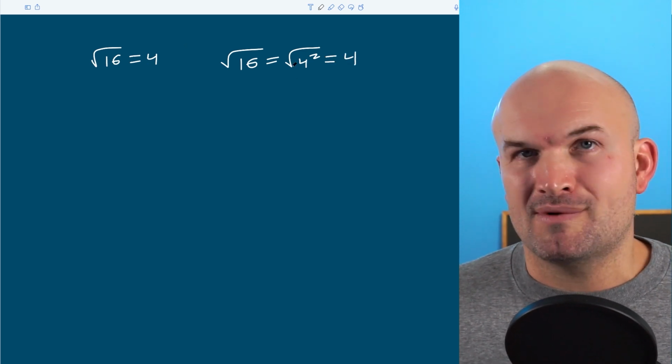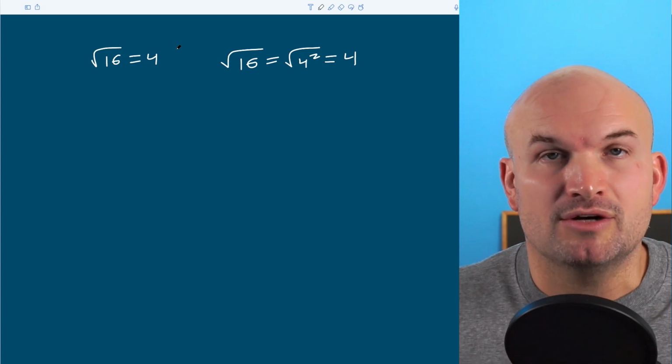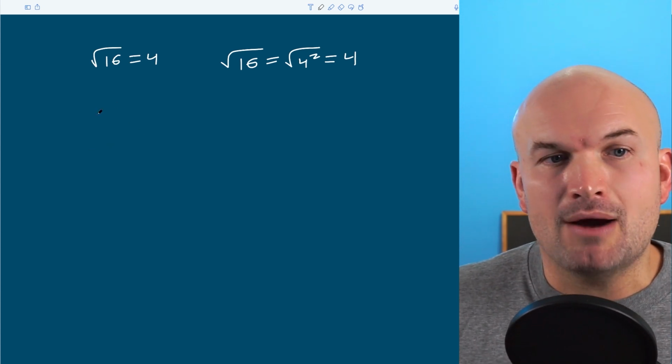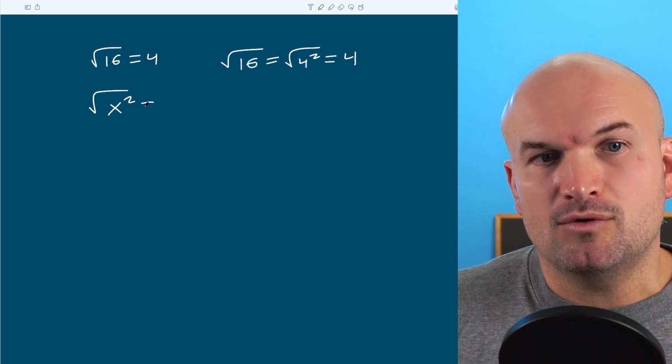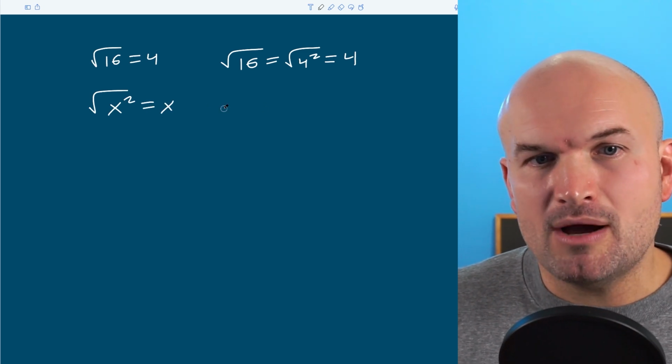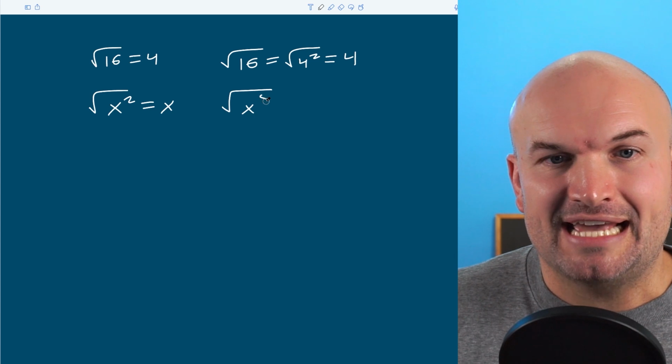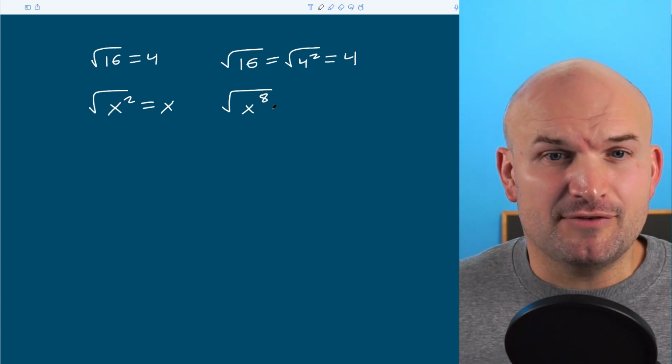Now, this is helpful when we're dealing with numbers, but it's actually even more important when we're dealing with variables raised to a power. So for instance, the square root of x squared we know is just going to be x. However, what about when I have the square root of x to the 8th power? What do we do here? Now, there's a couple different ways we can do this.